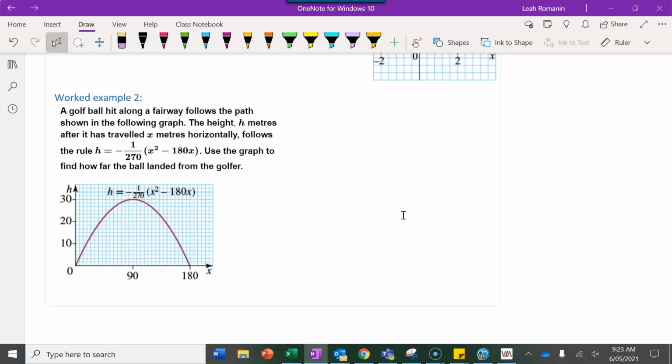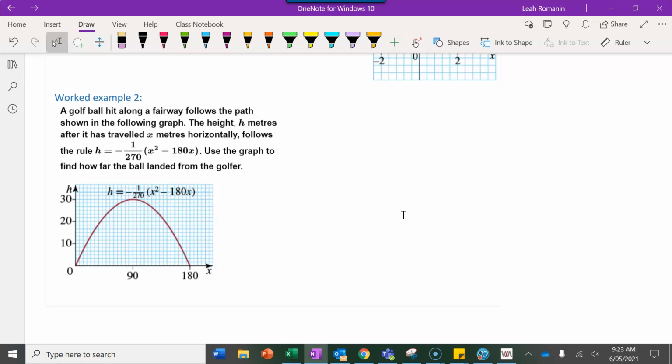Cool. Okay. So heading over to this worked example 2, it's a worded question. So a golf ball hit along a fairway shows the path shown in the following graph. So we're hitting a golf ball, it obviously comes up and then goes down. So it follows the curve of a parabola. The height h meters after it traveled x meters horizontally follows the rule h equals negative 270, and then we've got our x squared minus 180x.